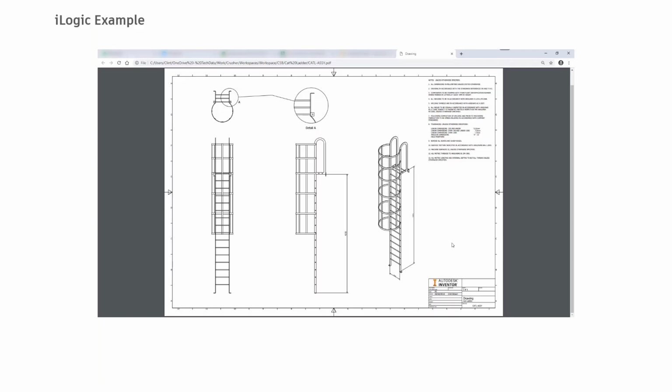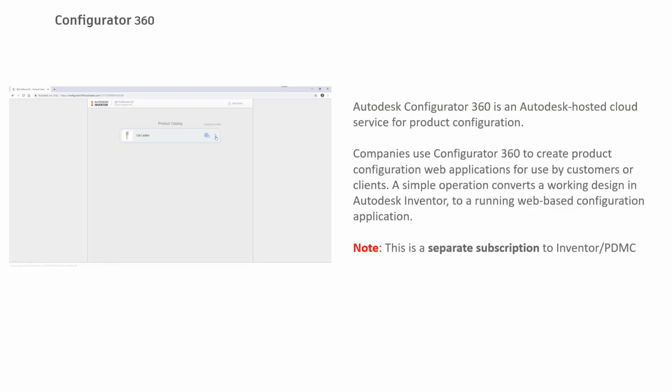So for someone that designed these cat ladders every single day, they now have, you know, a couple of minutes to generate a really quick set of drawings and 3D models of their design. But we can put this into Configurator 360.